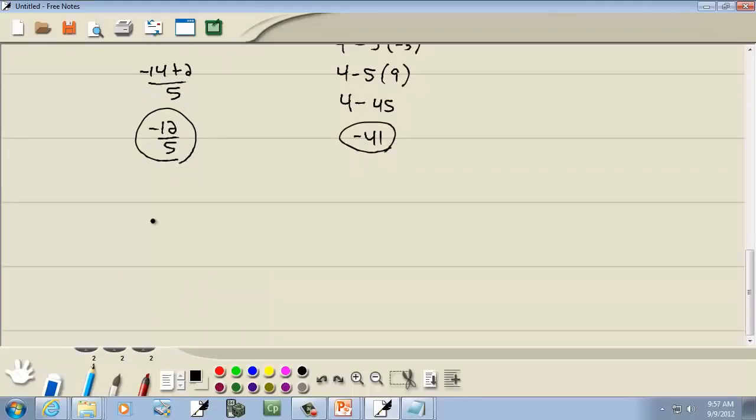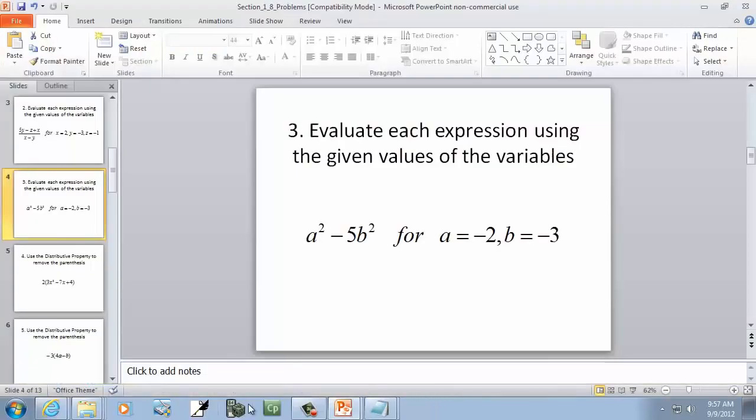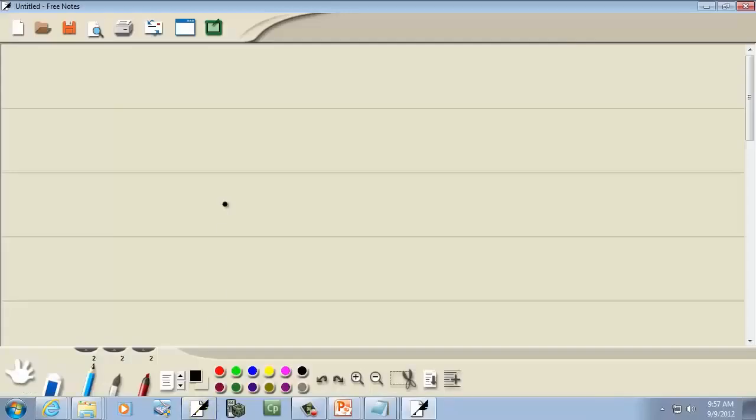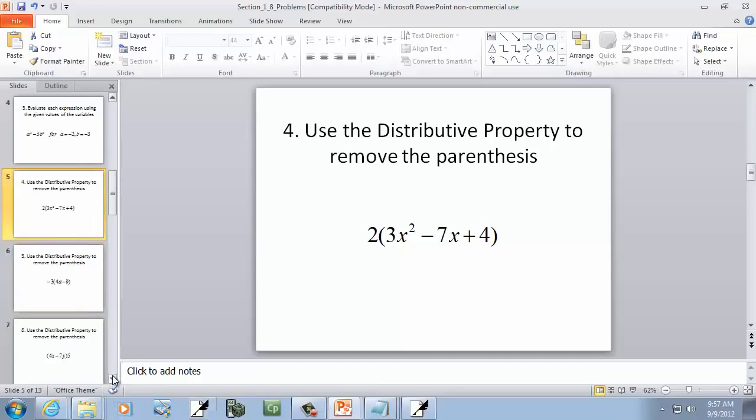Now I'm going to start a new page for this next problem. My tablet blew up, so I'm going to bring up a new copy of it. There we go. This is best shown by an example, so that's why I want to do it using this particular problem.